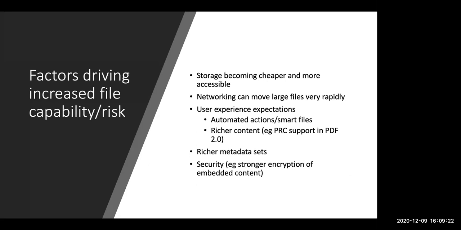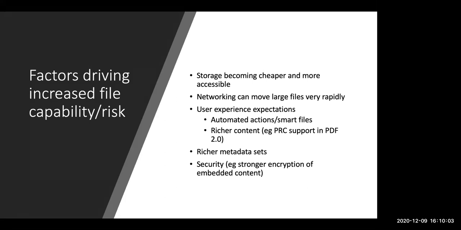Over time, files are becoming richer and more complex. It's been driven by storage being cheaper, more accessible and readily available. If you need more storage, you just open one of the free cloud accounts. So file size limits are largely ignored, and files are getting bigger and bigger with richer content. Networking can also move those files very rapidly from any place to any other place. User experience expectations are always increasing, so users always want smarter, more automated files that do things for themselves, and there's an increasing amount of rich content.